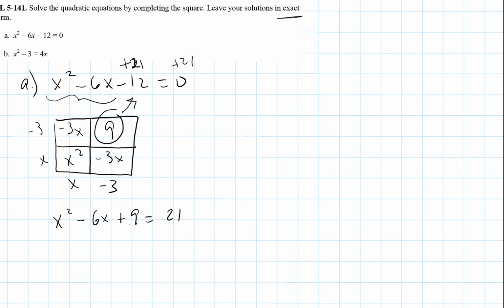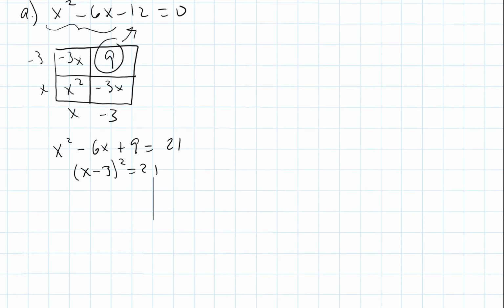So this is a perfect square, and so the whole reason we did this is so we can use x minus 3, its factors, so x minus 3 squared equals 21. And so then at this point we want to solve it. So we're going to take the square root of both sides, and we're going to get the absolute value of x minus 3 equals the square root of 21.